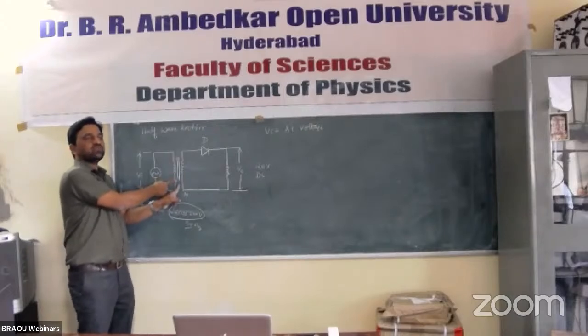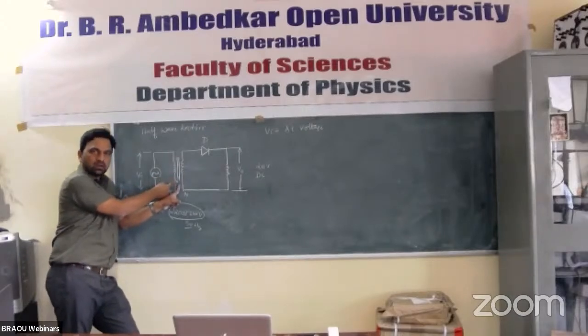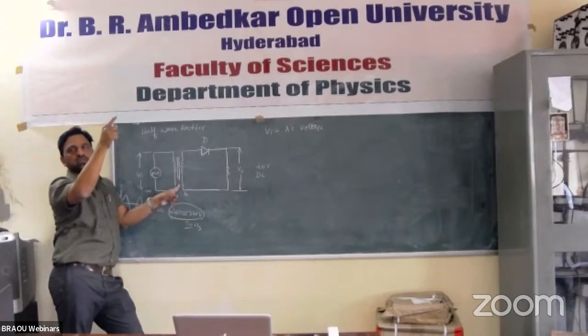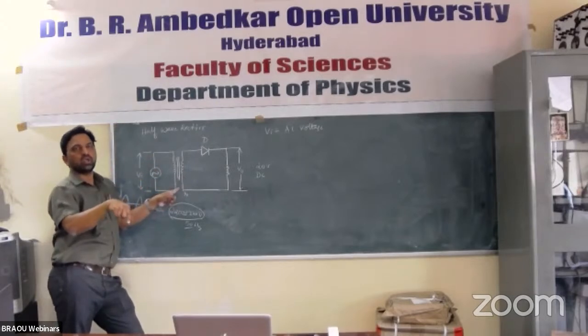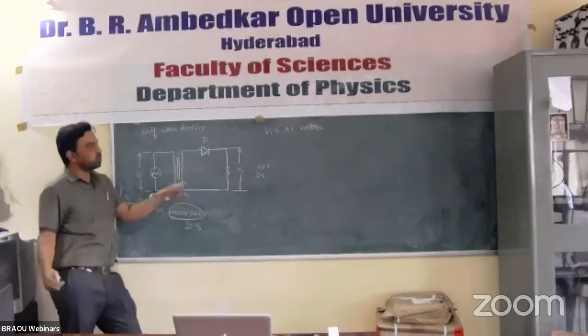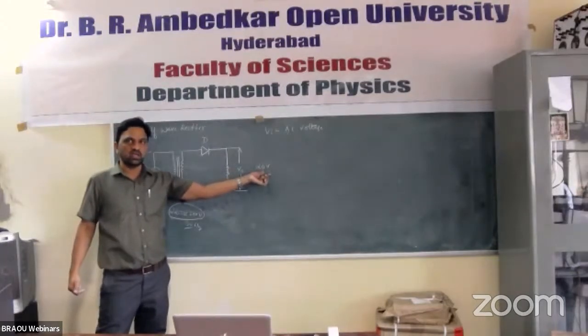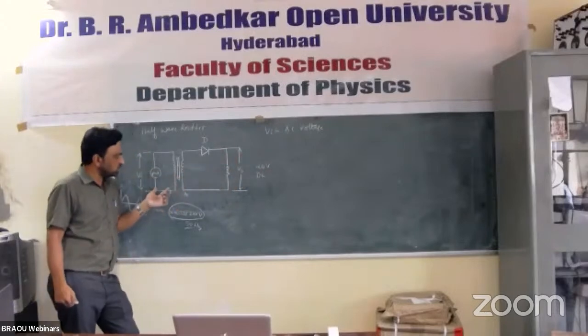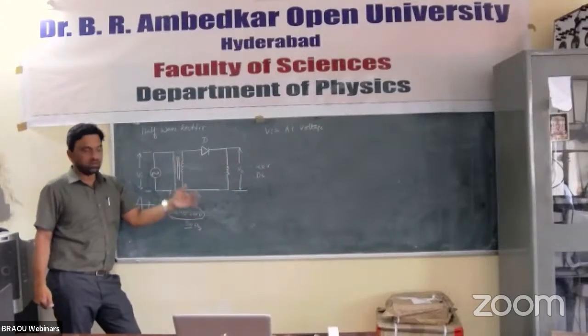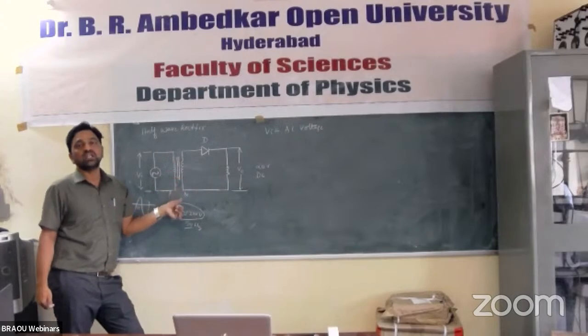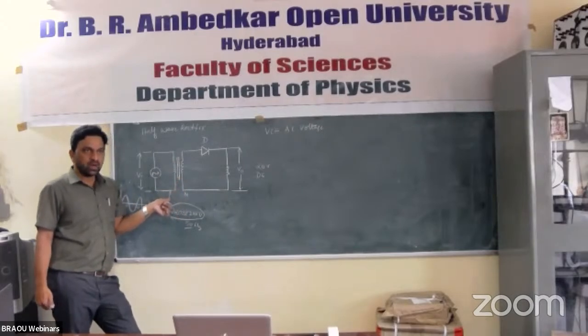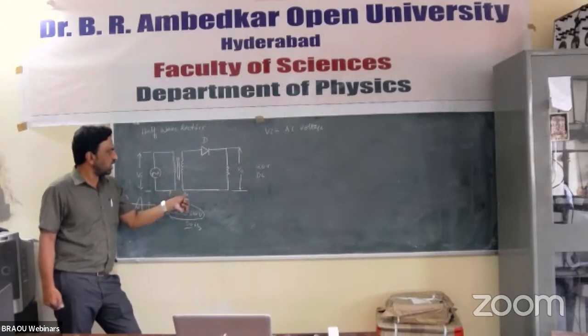What is the function of the transformer? It can increase the voltage or decrease the voltage: step up or step down. Suppose you require 20 volts of DC. Initially we will bring this 220 volts down using a step-down transformer, where the number of primary turns is greater than the number of secondary turns.